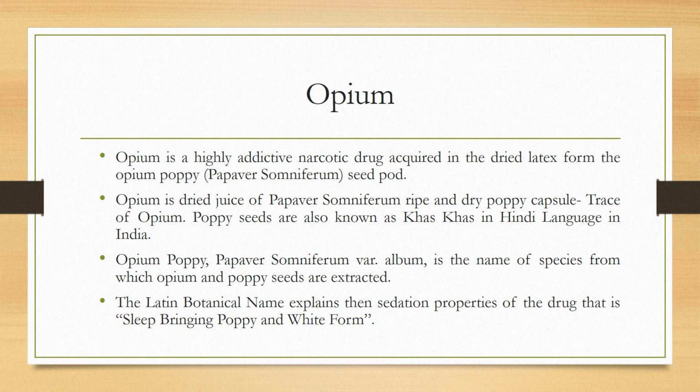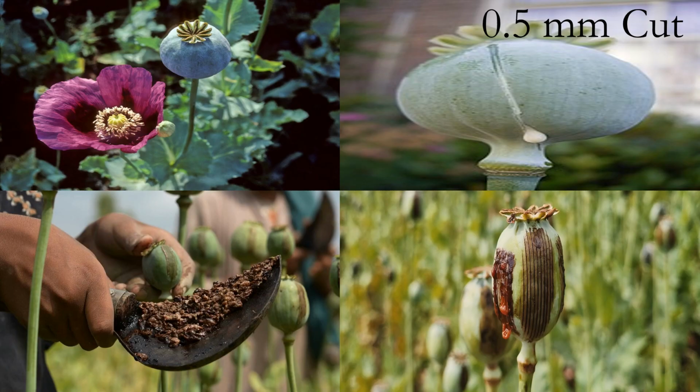Opium is a highly addictive narcotic substance that is acquired in the dried latex form of the opium poppy seed pod. Basically, here you can see the opium poppy seed pod. It is derived from that seed pod.